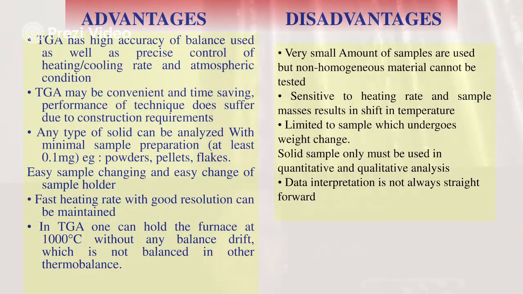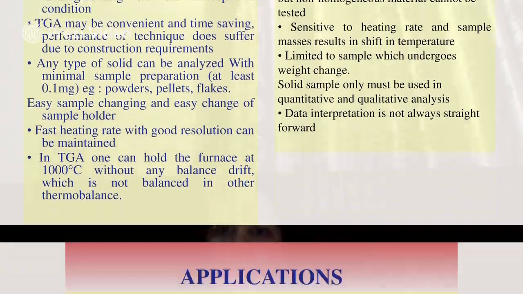Very small amounts of sample are used, so a non-homogeneous sample cannot be tested. Sensitivity to heating rate and sample mass results in a shift in temperature. It is limited to samples which undergo weight change. Data interpretation is not always straightforward.